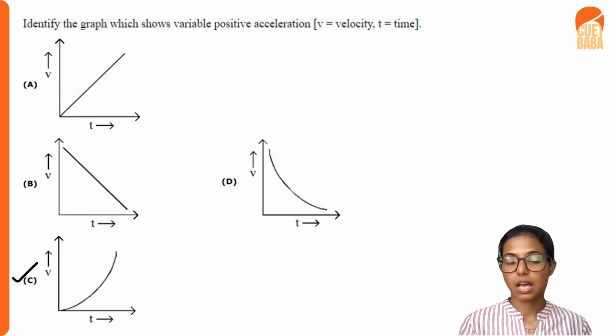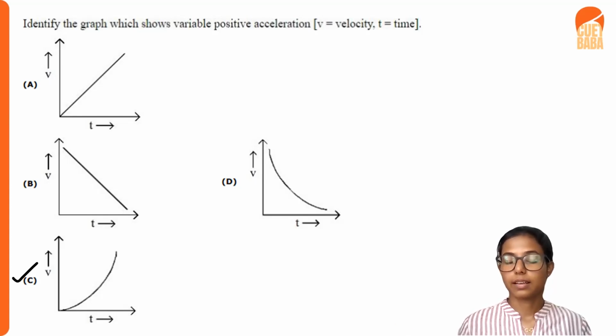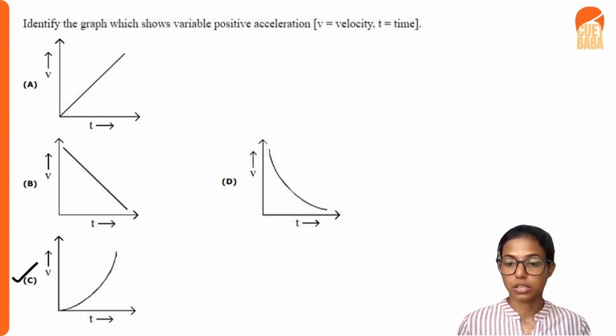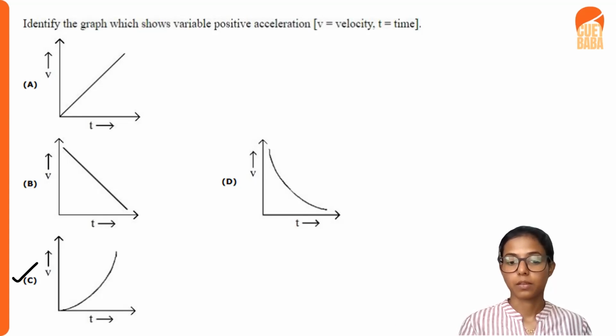So the acceleration graph will be constant. But the question asked is positive variable acceleration. So next also, the acceleration will be constant here, but in the C graph we can see the velocity and time graph is exponentially increasing. So for that particle it will have a variable positive acceleration. So the correct option will be option C. That graph represents the particle that is moving with a variable positive acceleration.